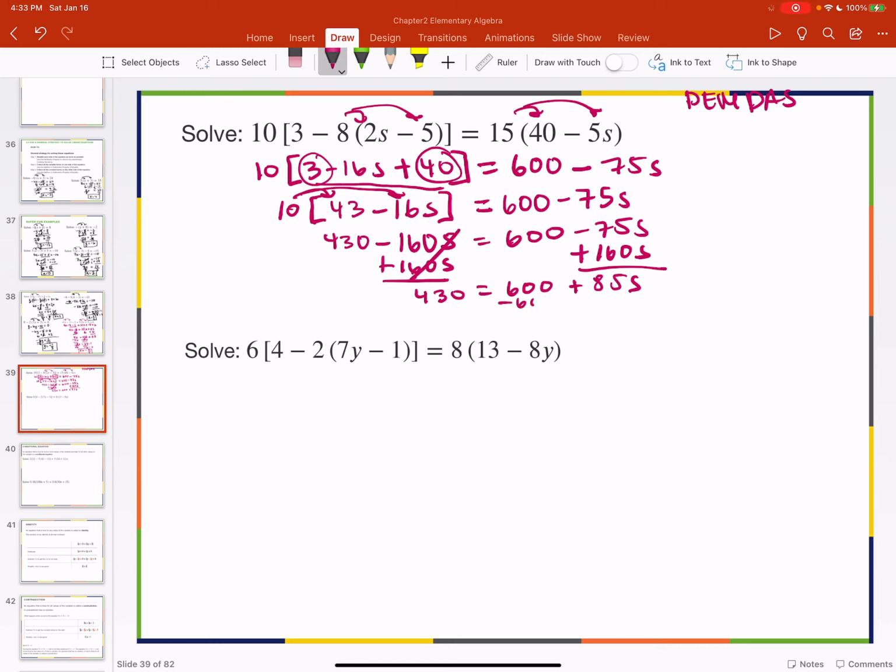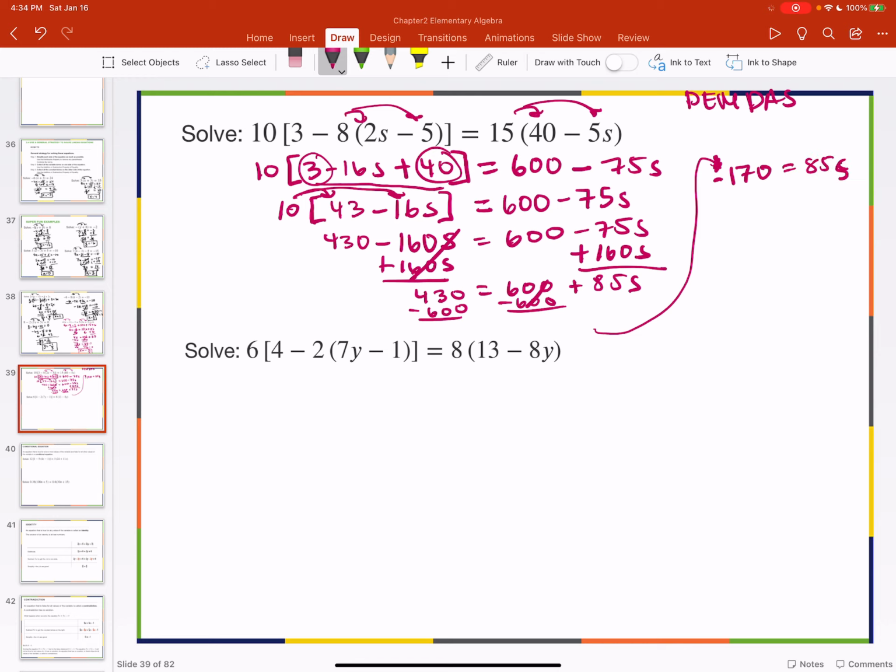So then we subtract 600 from both sides. Okay, that cancels out. So I'm going to bring this over here because I'm running out of space. So 430 minus 600 is what? It's going to be negative, right? And we're subtracting. So that's going to be 170. Negative 170 is equal to 85s.